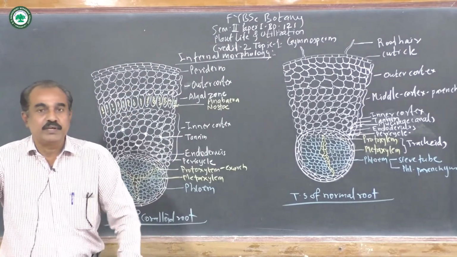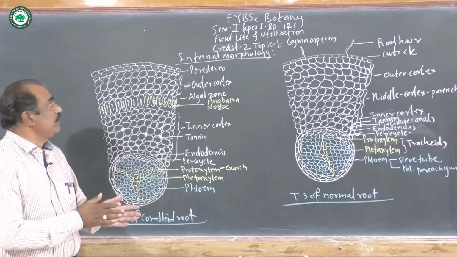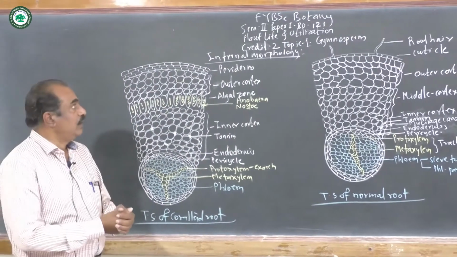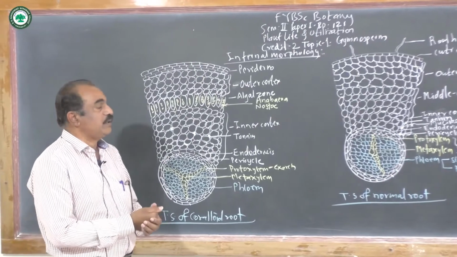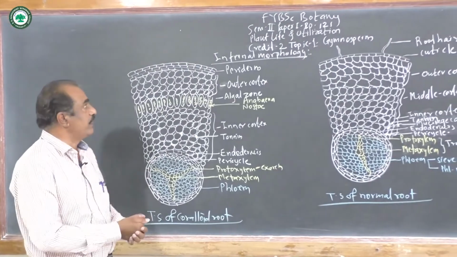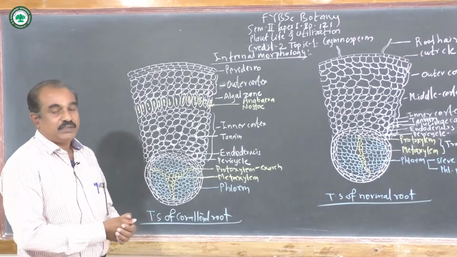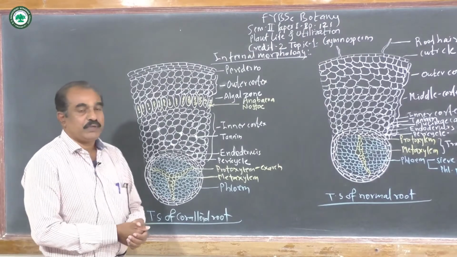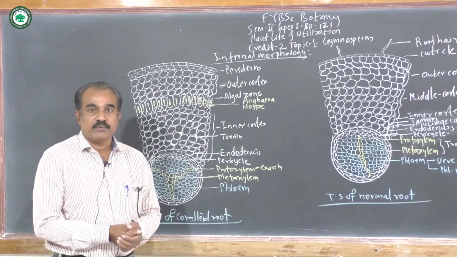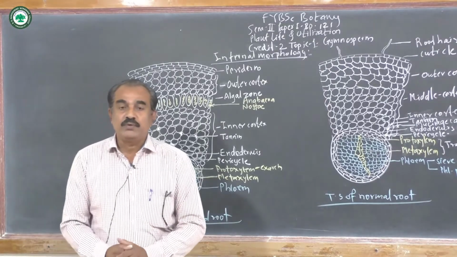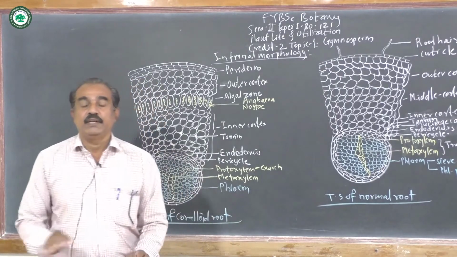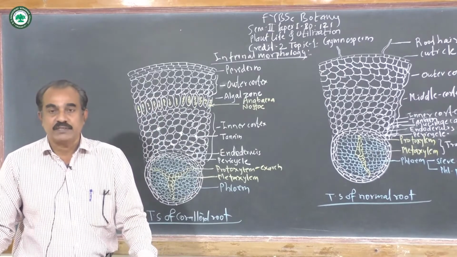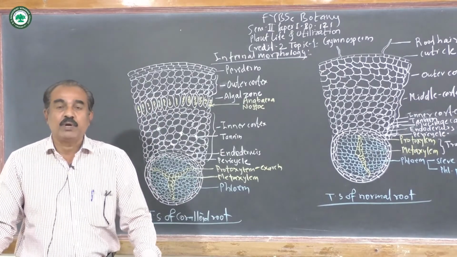Today we are going to study T.Y.B.Sc Botany, semester 2, paper first, BO 121, Plant Life and Utilization 2. From this, credit number 2, topic number 1, that is the gymnosperm. Today we are going to study the internal morphology of root and stem. So first, the internal morphology of the root.